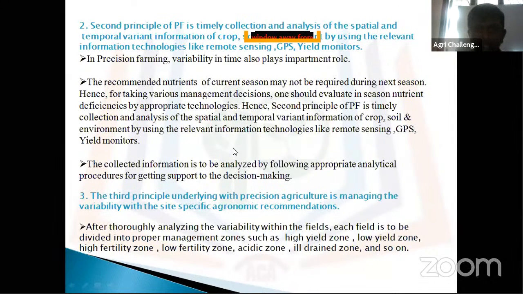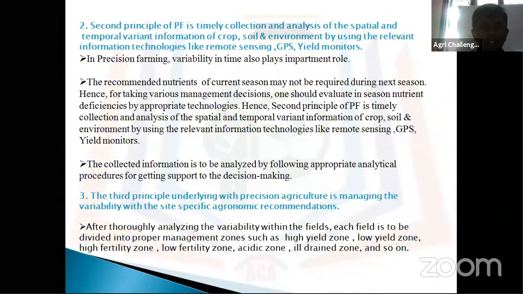Then the second principle of precision farming is collection and analysis of spatial and temporal variability data and information. I told you, you first understand the variability. Then how do you understand it? You have to collect the data, collect the information, then analyze the information. How do you collect and how do you analyze?